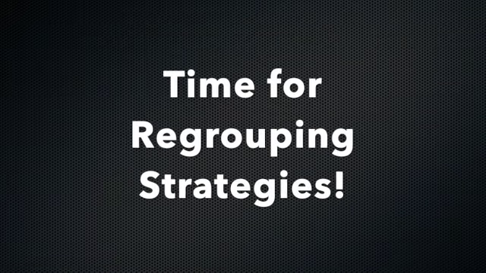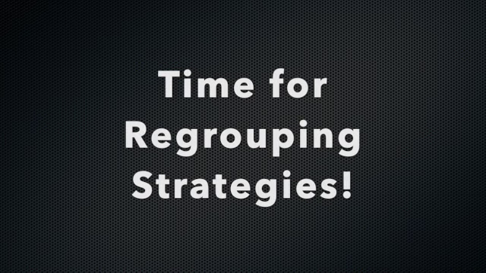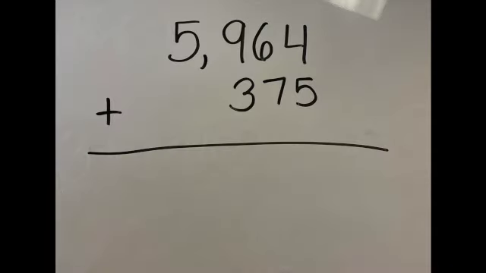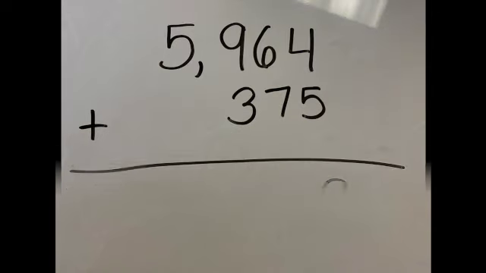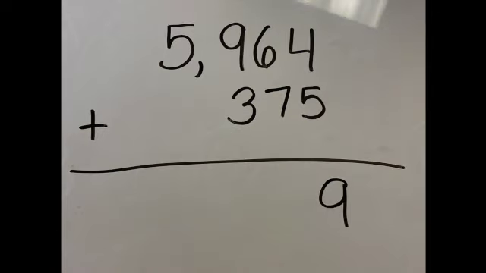All right, it's time for me to show you some regrouping strategies. Let's look at the problem 5,964 plus 375. I'm going to take a look at my ones place, and I always solve what's in my ones place first. So we have 4 plus 5. That gives us 9. So no regrouping there because 9 is less than 10, right? It's a one-digit number. And then we have 6 plus 7. That is 13. So that's more than 10.